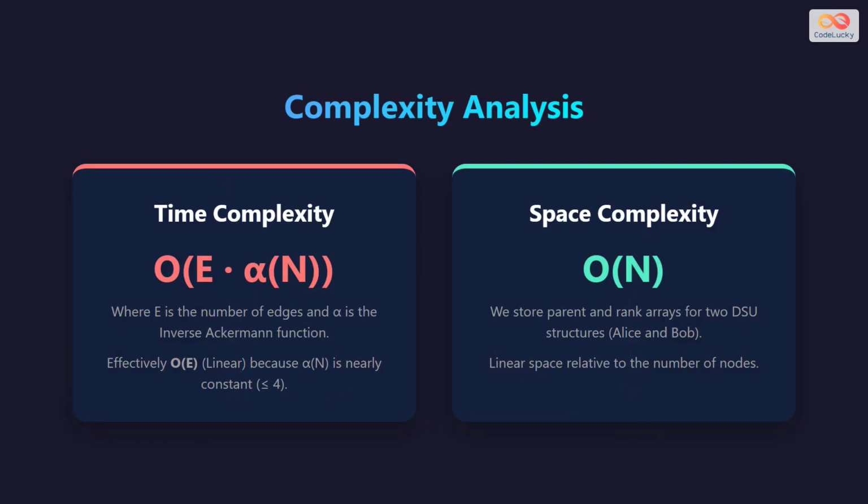Let's analyze the performance. The time complexity is effectively linear with respect to the number of edges, thanks to the inverse Ackermann function in the union-find operations. The space complexity is linear with respect to the number of nodes, as we store parent and rank arrays for our two DSU structures.